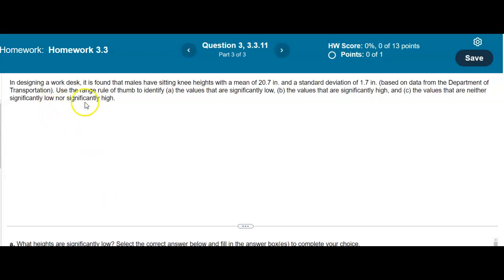In designing a work desk, it is found that males have sitting knee heights with a mean of 20.7 inches and a standard deviation of 1.7 inches based on the data from the Department of Transportation. We want to use the range rule of thumb to identify A, the values that are significantly low, B, the values that are significantly high, and C, the values that are neither significantly low nor significantly high.